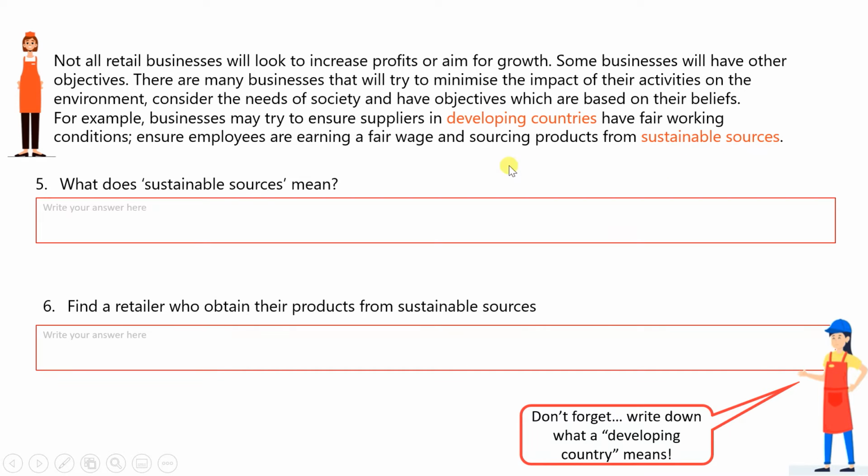So there's 2 parts of our key vocabulary. As a little sideways, please make sure that you've looked up what those 2 terms mean. Question 5, what does sustainable sources mean? So there we go, we need to write down that key term. Question 6, find a retailer who obtains their products from sustainable sources. So write the name of the retailer, and it will be good to write an example of which products for question 6. And don't forget to write down what developing country means.